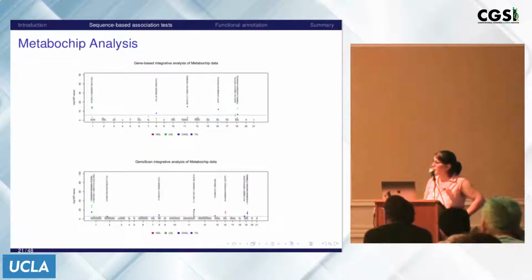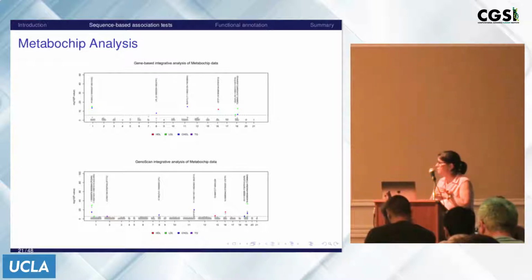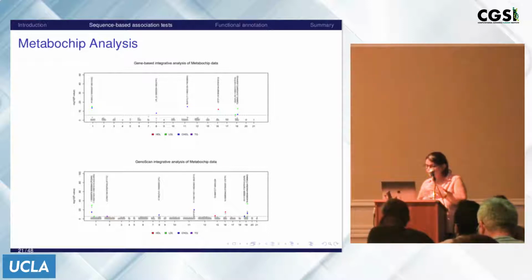Okay, so now going back to the Metabochip analysis I showed before. The top figure is simply the gene-based analysis I already showed. The bottom figure shows the scan statistic approach, where we ignore the gene information and just use the sliding window approach with windows between 5 and 50 kb. And I'm showing here the windows that are above the threshold.